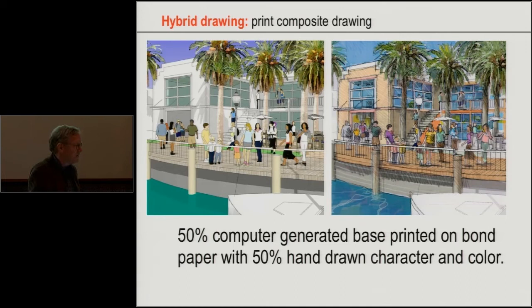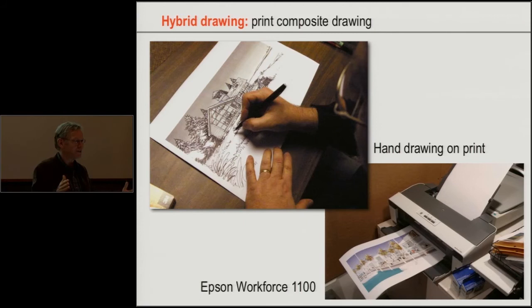And I went, okay, now I've got another new way of doing this called a print composite. And that's where you print out your SketchUp view onto a flat finished paper, a matte finished paper, and then just draw right on the paper and then see what comes out.